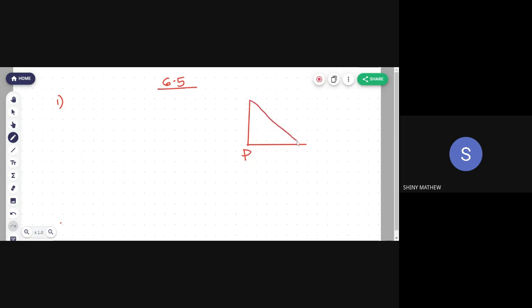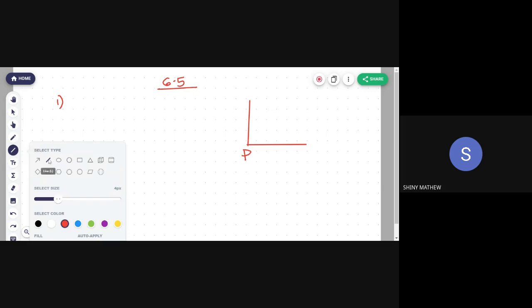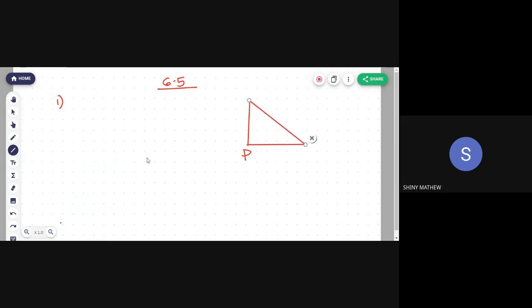Then taking this as P, the other two vertices you can take Q and R. You can take any side vertex. Okay, PQR. Put Q here and R here, or if you change the place of Q and R that's okay, but anyway P should be here. Right angled at P means P should come here. PQR is a right angle triangle.